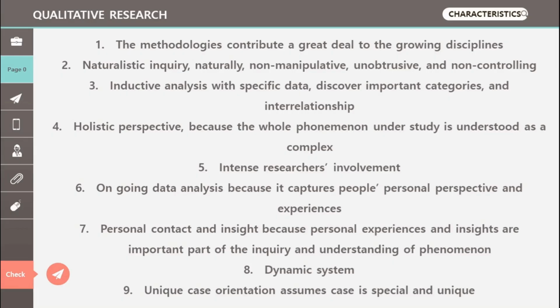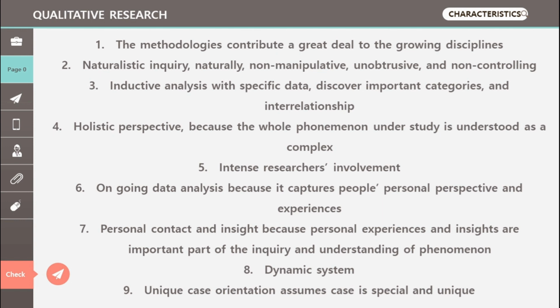The first submaterial is the characteristic of a qualitative research. As a process, qualitative research has some characteristics that make it different from quantitative research. The first characteristic of qualitative research is that the methodologies contribute a great deal to the growing disciplines. Then, qualitative research is naturalistic inquiry, naturally, non-manipulative, unobtrusive, and non-controlling.